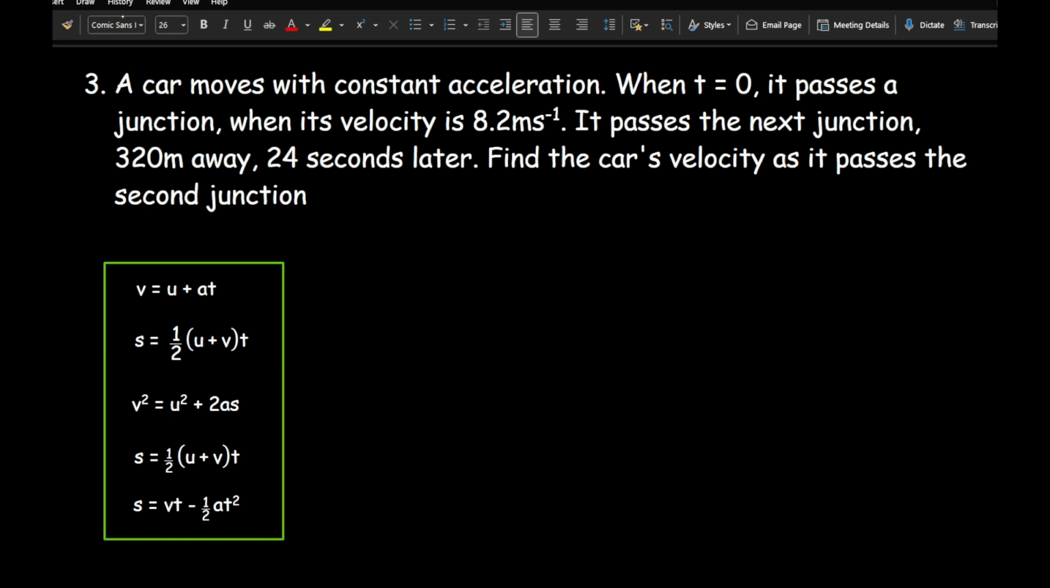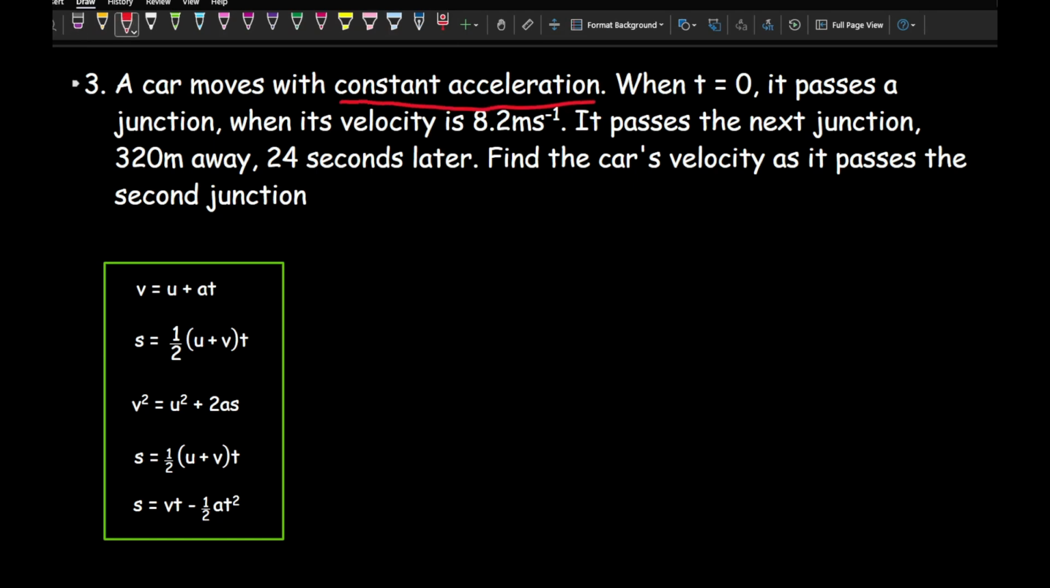Now, what's really key about this particular question is that it starts with saying that it's got constant acceleration. So we know it's going to be a SUVAT question. So if we start by writing down our SUVAT values, let's see what we've got. So looking at the information that's given to us in the question, we know that when t equals 0, it passes a junction at 8.2 meters per second. So this 8.2 meters per second is our initial velocity.